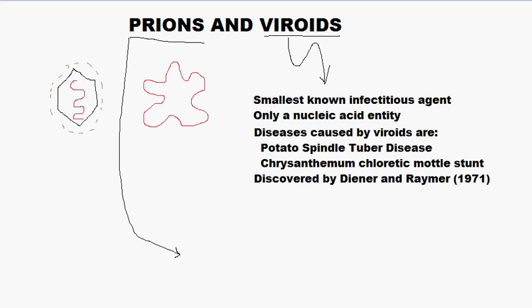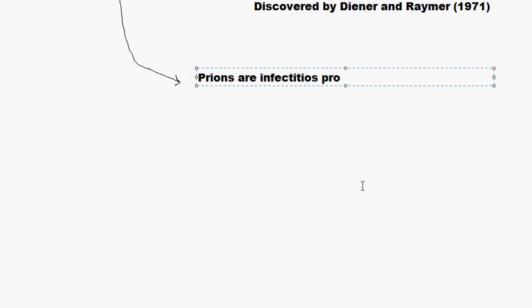Okay, so what are the prions? Well, as I described, the viroids are infectious nucleic acid entities. Prions are infectious protein entities. So prions are infectious protein entities. Let me enlarge the text box. Alright, so prions are infectious protein entities, but this sounds quite confusing, because how can proteins be infectious?